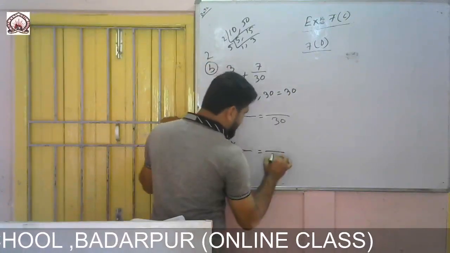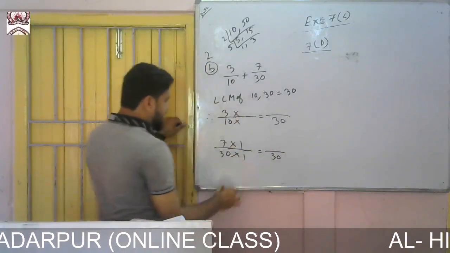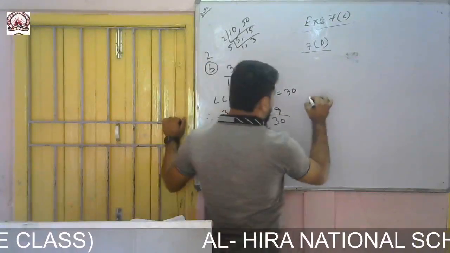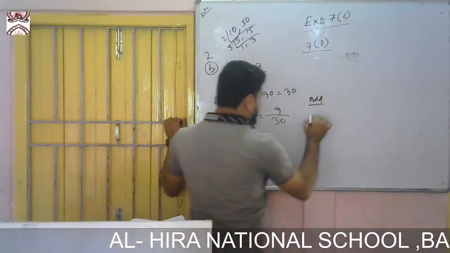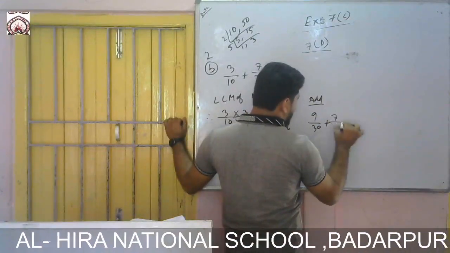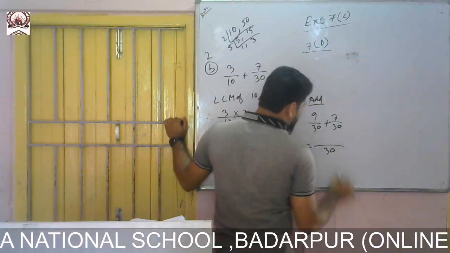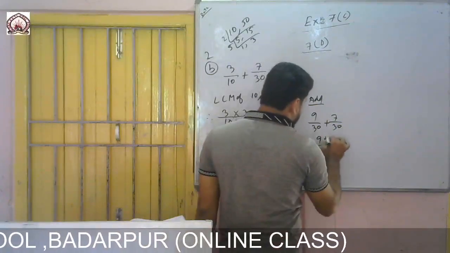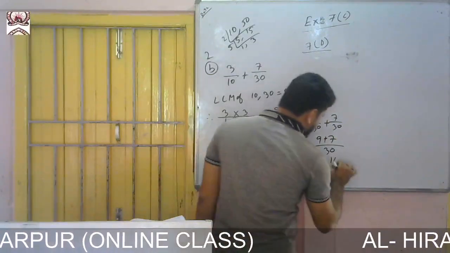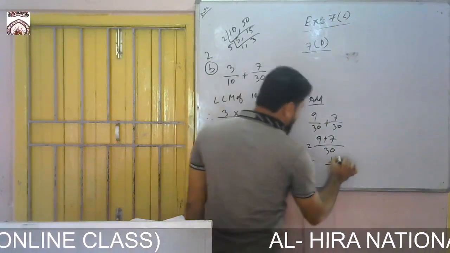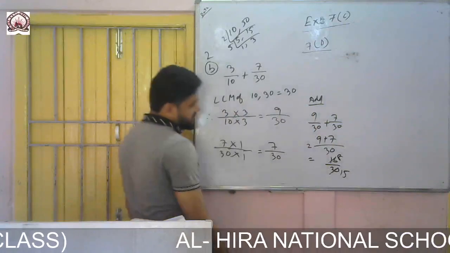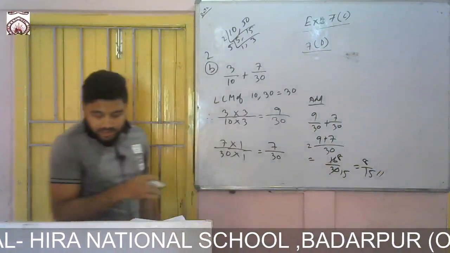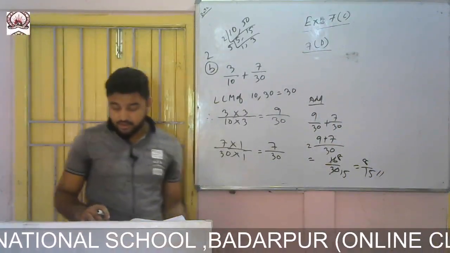Okay, so write 30 here. 30. So 30 1s are 30, here also 1. So 7 1s are 7. 10 3s are 30, 3 3s are 9. Now add. If I add then 9 by 30 plus 7 by 30. Since the denominators are same, I can directly write 30. So 9 plus 7, I can directly write 16 by 30. Now cancel. 8 2s are 16, 15 2s are 30. So answer is 8 by 15. 8 by 15 is the required answer.